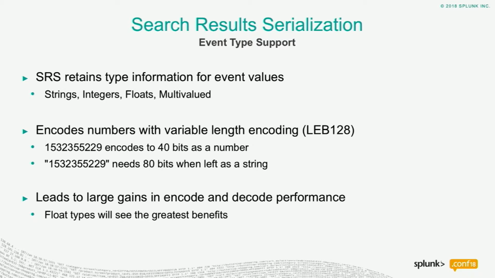Not converting every number to ASCII will also have some additional space savings. For example, if a timestamp is converted into ASCII, it requires around 80 bits of storage on disk. Under SRS, that same number would now just take 40 bits using our variable length encoding.